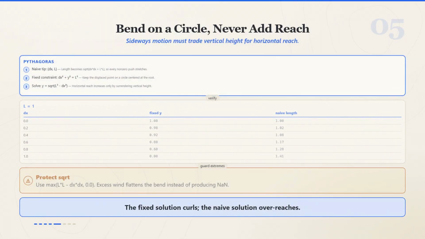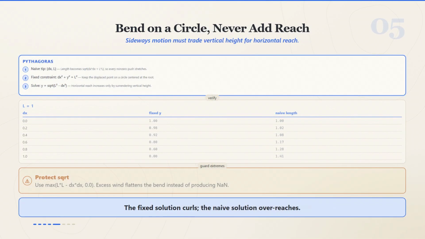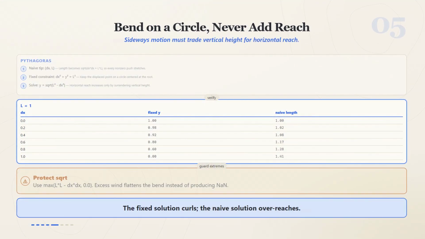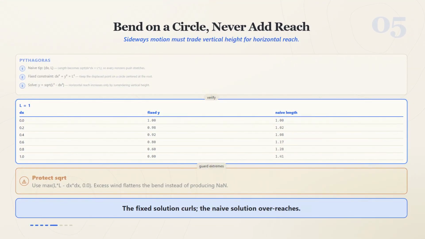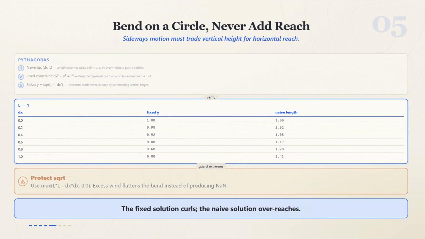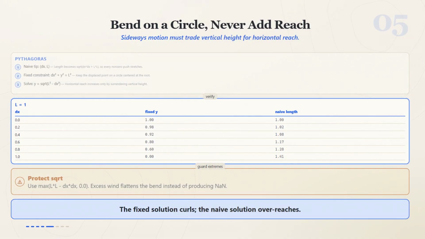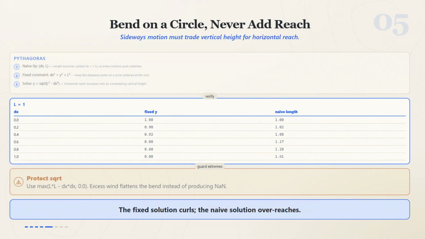Then, fix the subtle mistake that makes ordinary wind look rubbery. A naive tip at dx, L has length square root of dx squared plus L squared. That distance always exceeds L whenever the sideways push is non-zero. Instead, constrain the tip to a circle of radius L around its root. Pythagoras gives y as the square root of L squared minus dx squared.